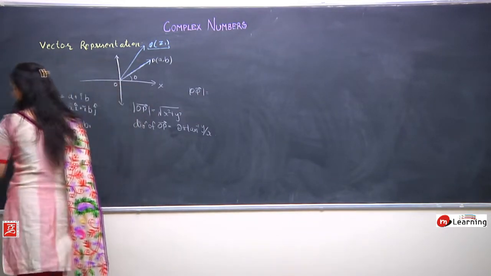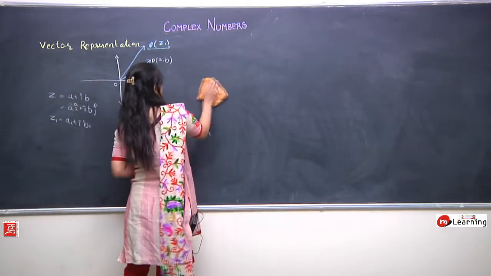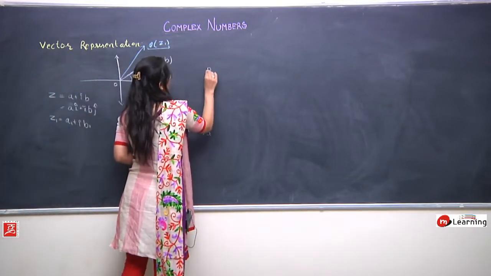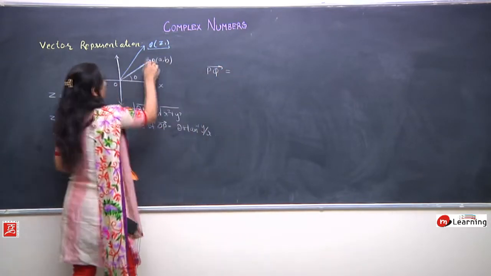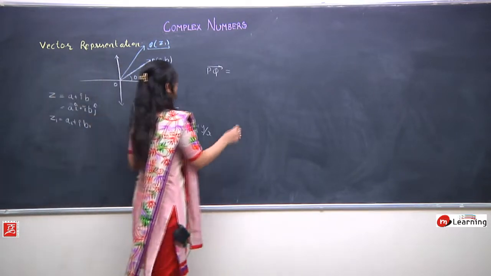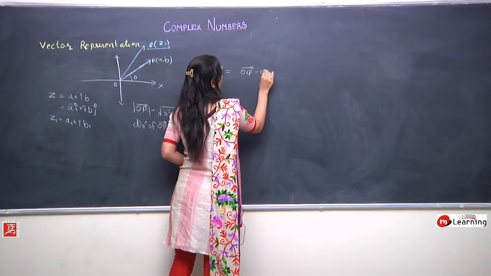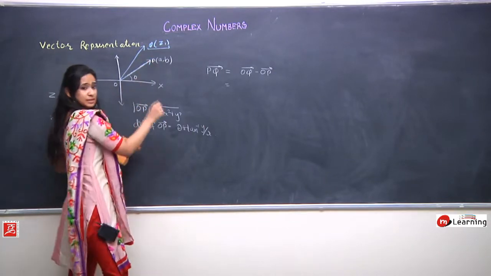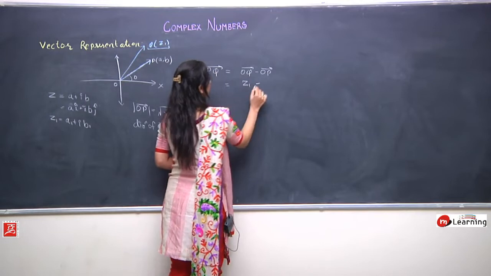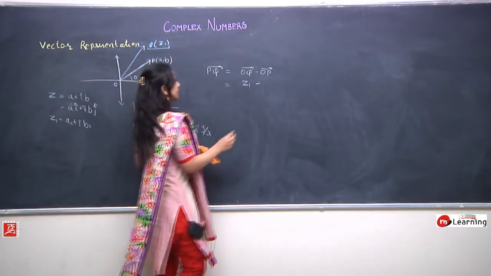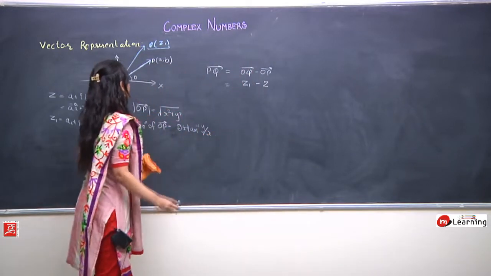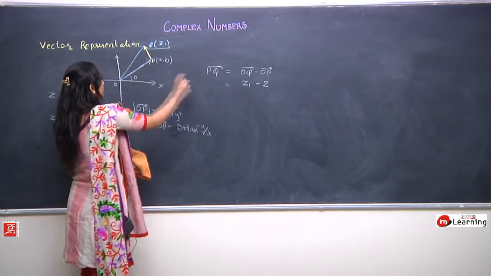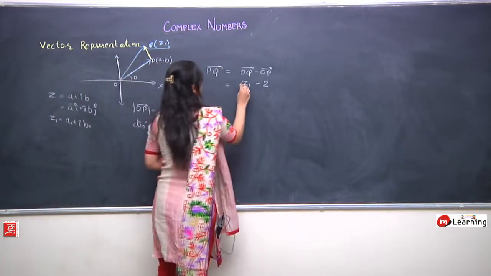Now what I basically want to find here, by these two vectors, is the definition of this PQ vector. I can write PQ vector as OQ vector minus OP vector. We know that OQ vector is represented by z1, and OP vector is represented by z. So this PQ vector is represented by OQ minus OP, which is z1 minus z.